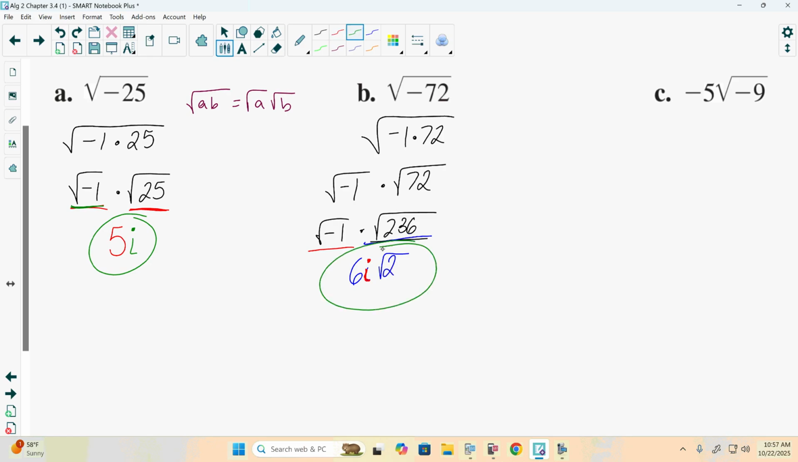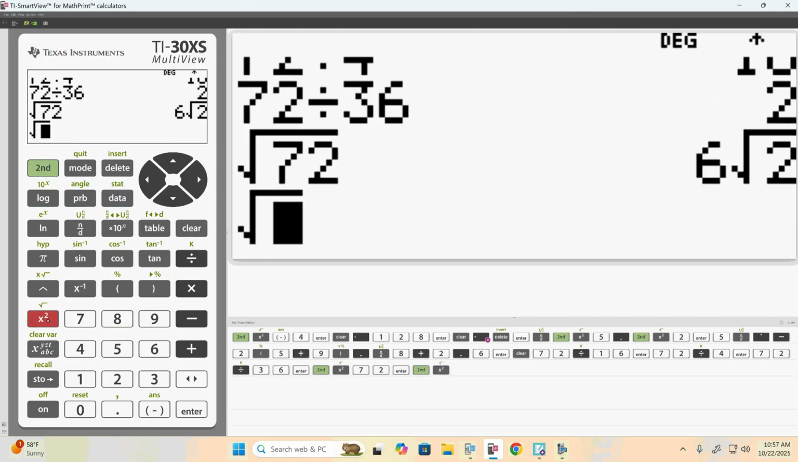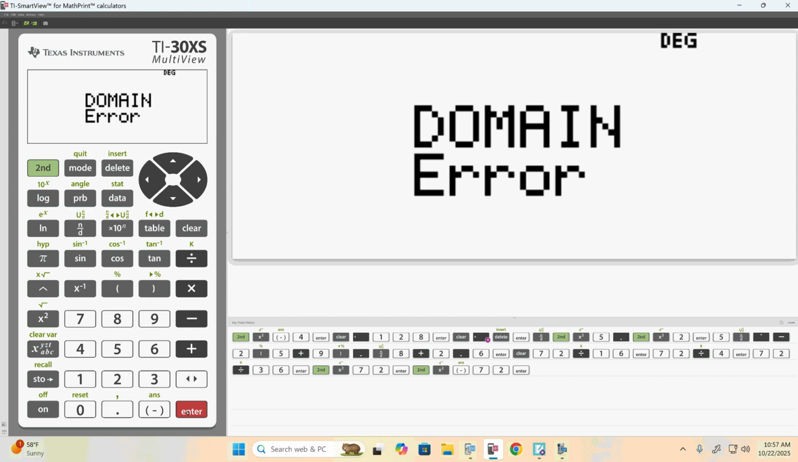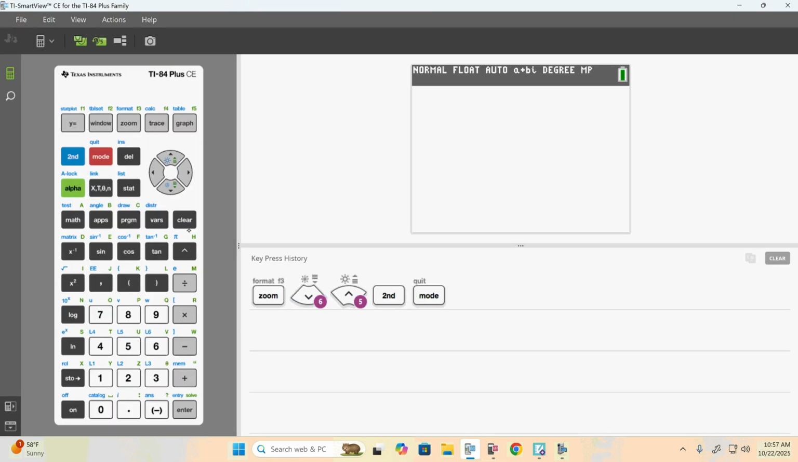So the square root of negative 72 is 6i square roots of 2. Now we could try plugging the whole thing into the graphing calculator, saying second square root negative 72. It gives us a domain error because it cannot find the square root of an imaginary number.